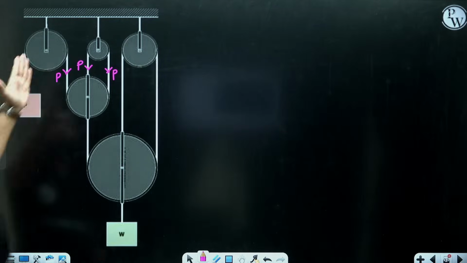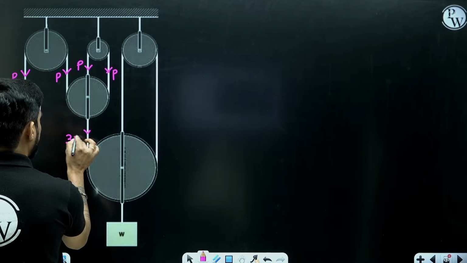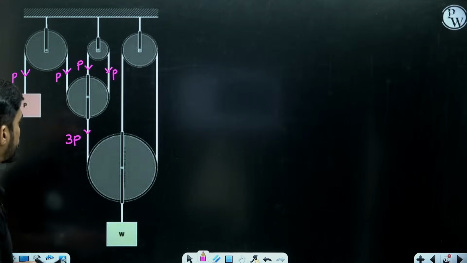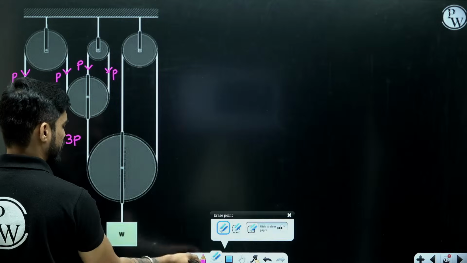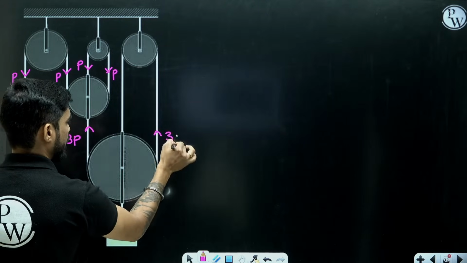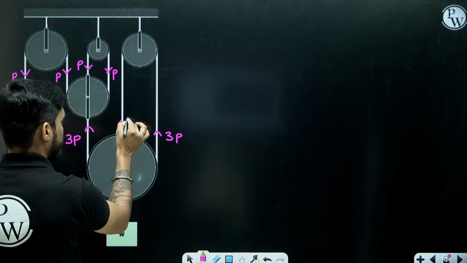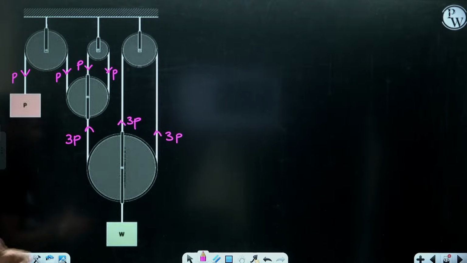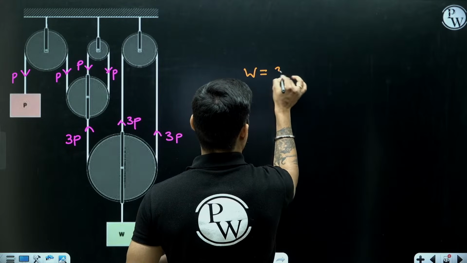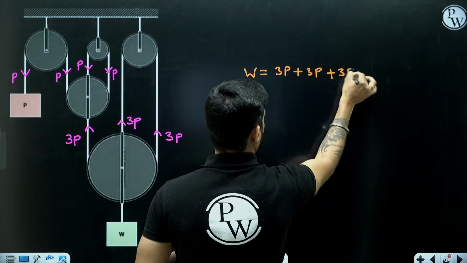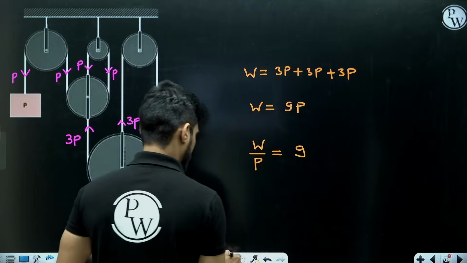Now we have 3 P's. 1, 2, 3. So total here, what will be the value of tension? This will be 3P. Now this is the same tension. This will also be, let me draw it like this, otherwise you will get confused. This will also be 3P, because this is the same rope and this is also the same rope. So now what will be the value of W? W will be 3P plus 3P plus 3P. So W will be 9P. So W by P will be 9.